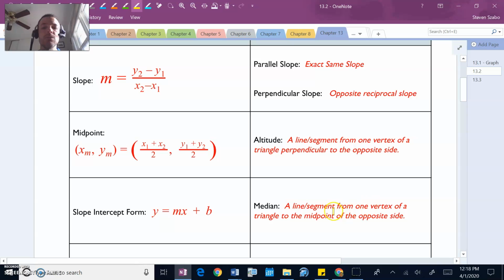So if we ever had 2 points, we could use the vertex and a midpoint to write the equation of that line. Altitude is going to be from a vertex perpendicular to the opposite side, so that's where opposite reciprocal slopes comes into play, and we have a point.